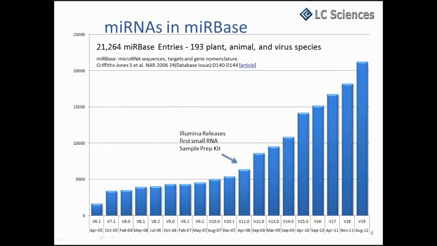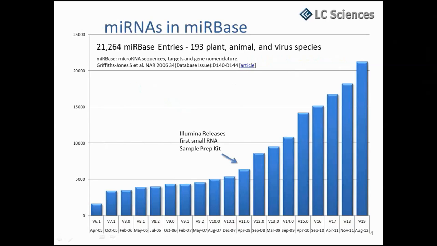miRBase is a very popular database collecting known microRNAs. Starting from April 2005, miRBase released version 6.5.1, and it contained about 2,000 microRNA entries. After April 2008, the first release of the Illumina small RNA sample preparation kit, people began to use a sequencing platform to do the microRNA discovery and the novel microRNA prediction. After that, it really boosted up the microRNA entries in miRBase.